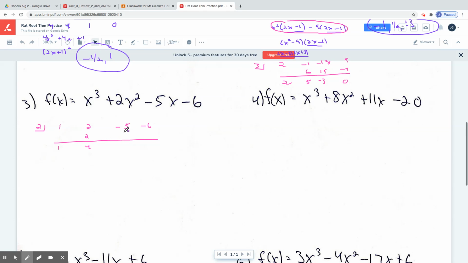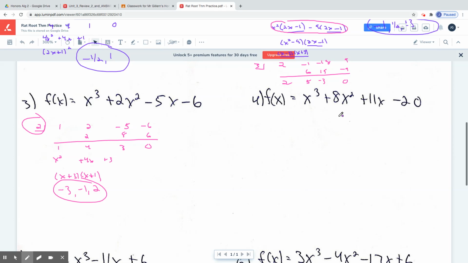2, 4, 8, 3, 6, 0. So I'm left with x squared plus 4x plus 3. It does factor nice and easily: x plus 3, x plus 1. So my zeros are negative 3, negative 1, positive 2. Don't forget about the one you actually found up here. That's actually a common mistake. If you just leave it up here, you have to list it in the answer.